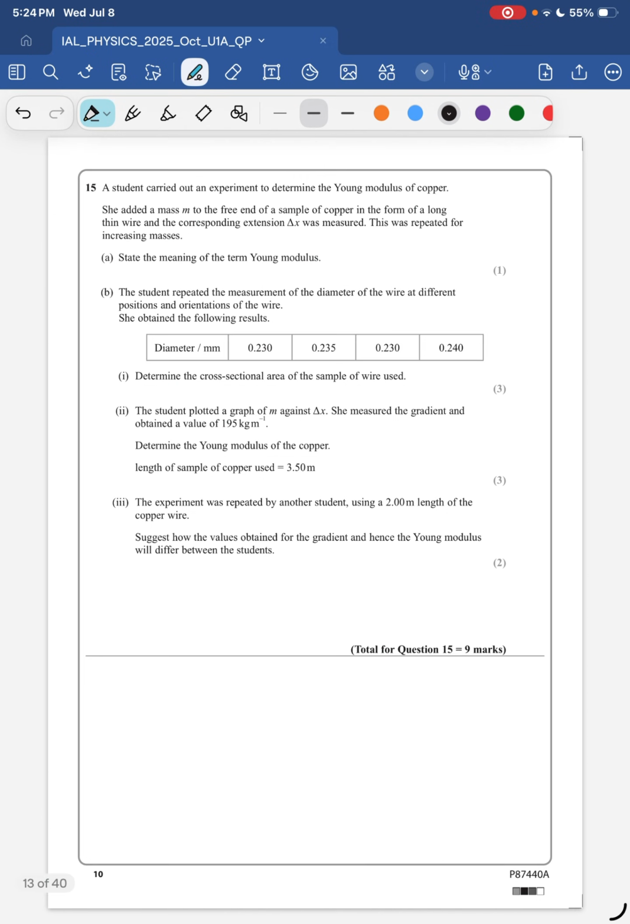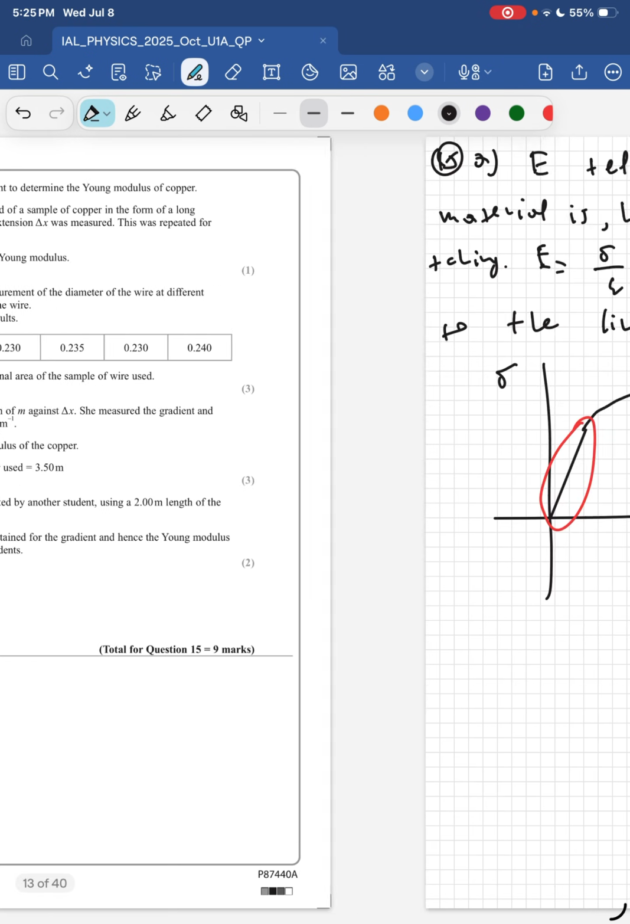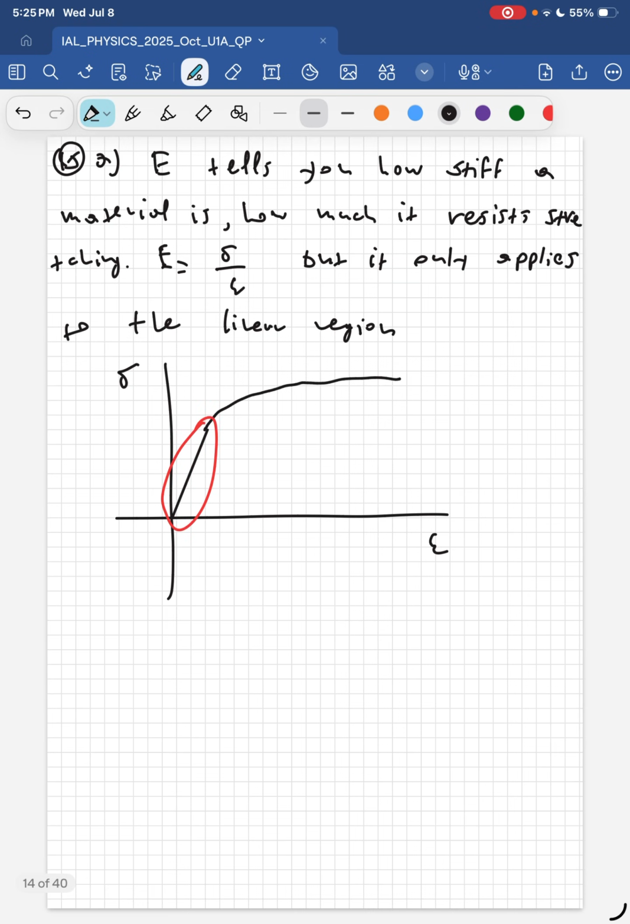B. The student repeated the measurement of the diameter of the wire at different positions and orientations of the wire. She obtained the following results. So we have 4 diameters there. Question A, determine the cross-sectional area of the sample of wire used. Okay, so this is B part A.